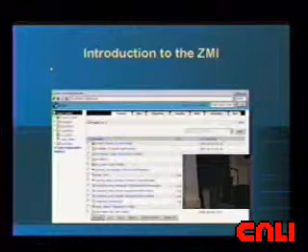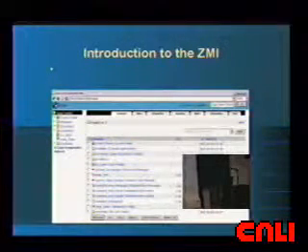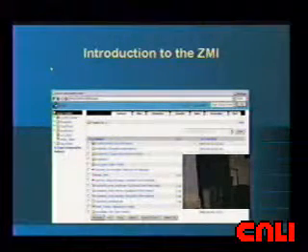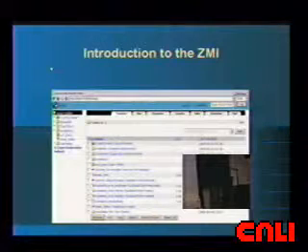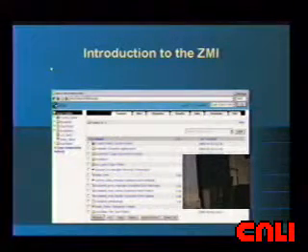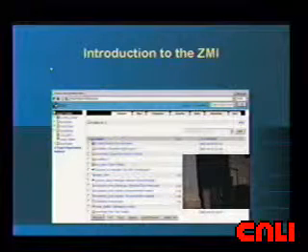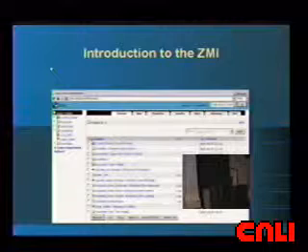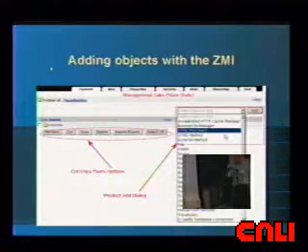Zope supports essentially infinite undo. Woohoo! Unless you do something called packing your database. Some of you may remember that. If you do that, you can't get back. Ownership. Objects are owned, and that plays into the security model. And then find, which is really helpful for finding the objects you misplaced.